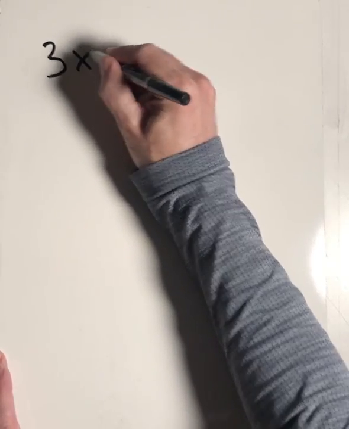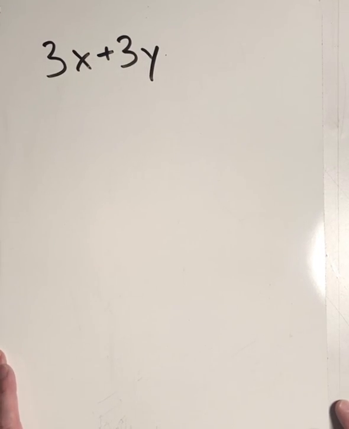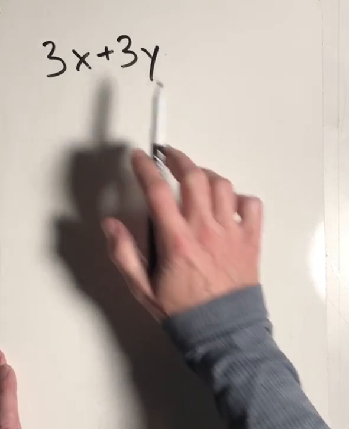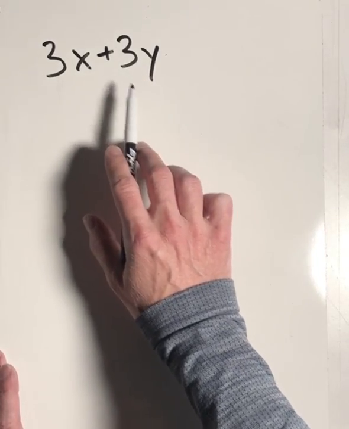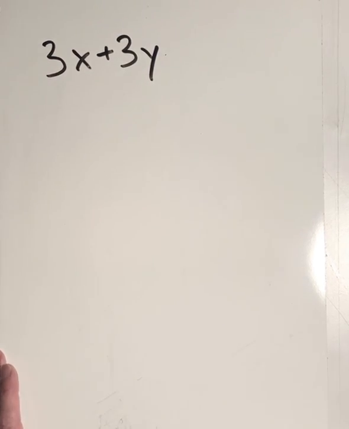Do these terms look like they can be combined? Both terms have a coefficient of 3, but since the variables are different, we cannot combine them other than just to restate it as 3x plus 3y.